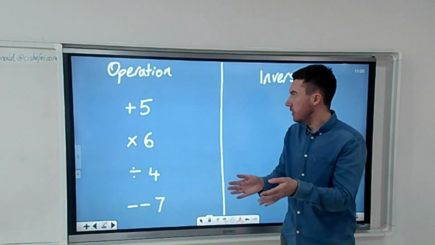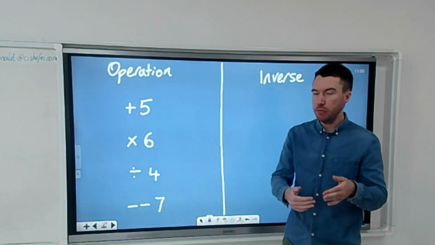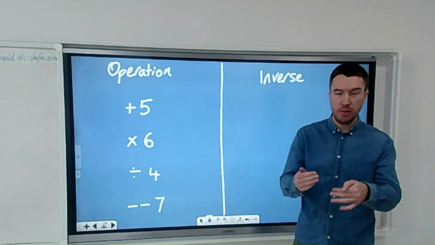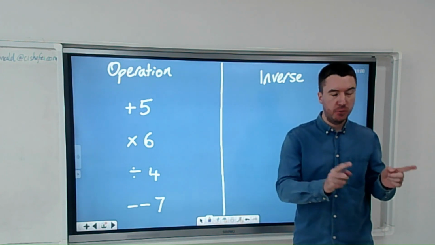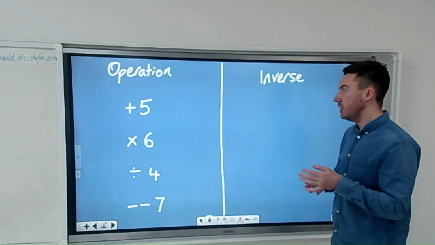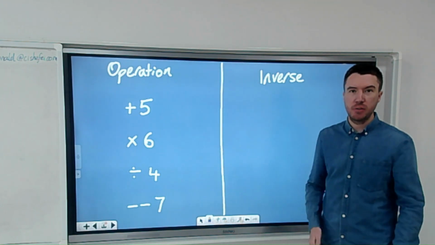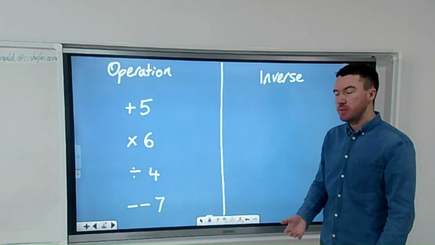In this video, I'm going to quickly go through inverses: finding inverse operations, then inverse equations, then how to do that and why that works. So essentially, inverse is the opposite. We get back to the starting point, or we get back to unity, by doing the opposite.